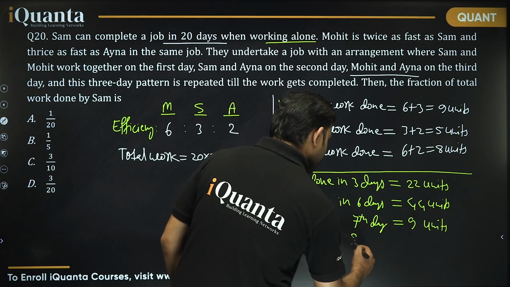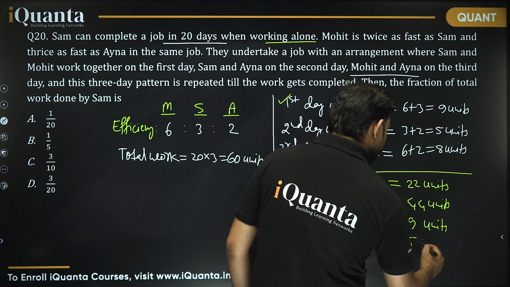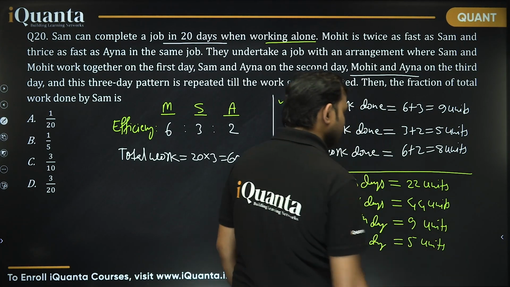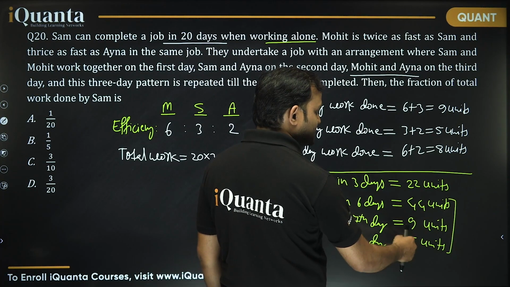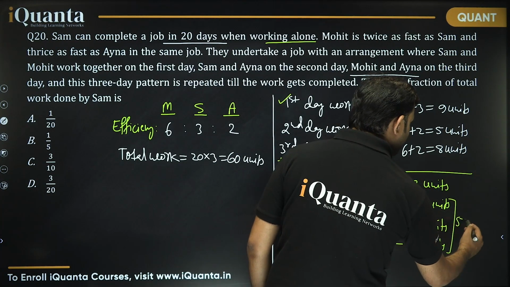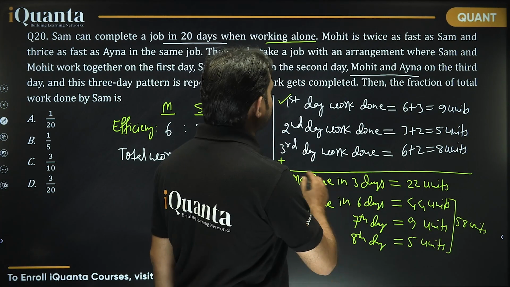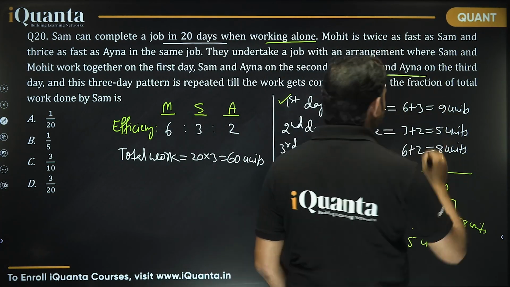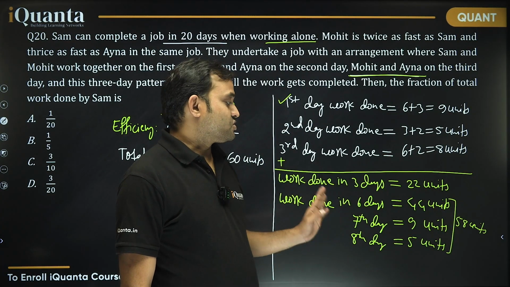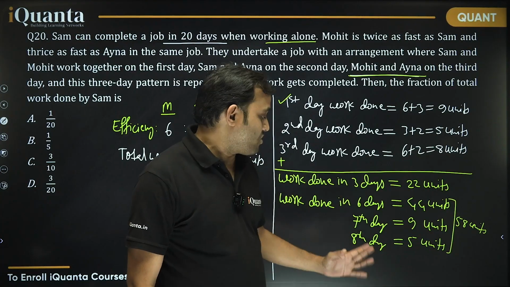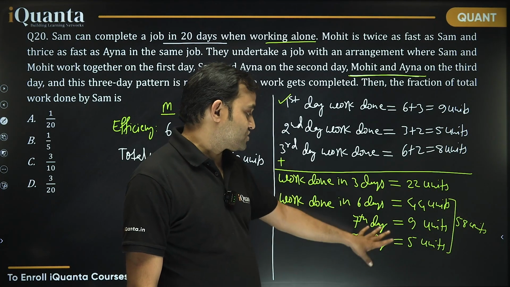So on 8th day, work done will be 5 units. Now total work done till now is 44 plus 14, which is equal to 58 units. Now on the 9th day, Mohit and Aina will work and finish the work, right? Sam is not required to finish the work on the 9th day. So whatever work done by Sam is till 8th day.